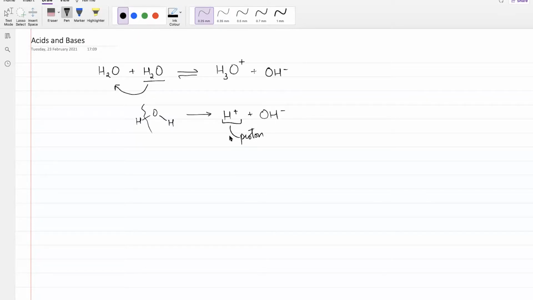So when anything loses a proton, when anything gives away a proton, we say that this is an acid. And that's what this water molecule is doing. It's going to give that to this other water molecule, which is going to accept that proton. Okay, so to take the example of metals and non-metals, when one substance loses electrons and the other gains electrons, we say that one is metal, one is non-metal. One has lost electrons, one has gained electrons.